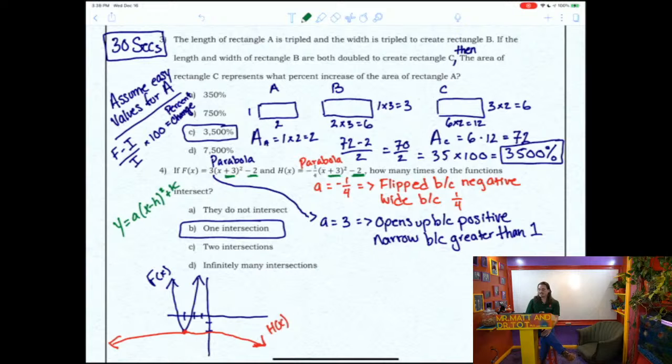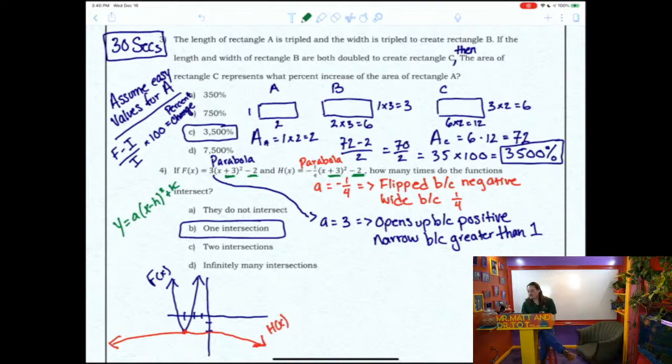And then examining the a value, the first parabola, f of x, has an a value greater than 1, and it's positive. So its positivity means that it opens upward, and the value being greater than 1 means that it's going to be rather narrow because it's going to increase quickly.